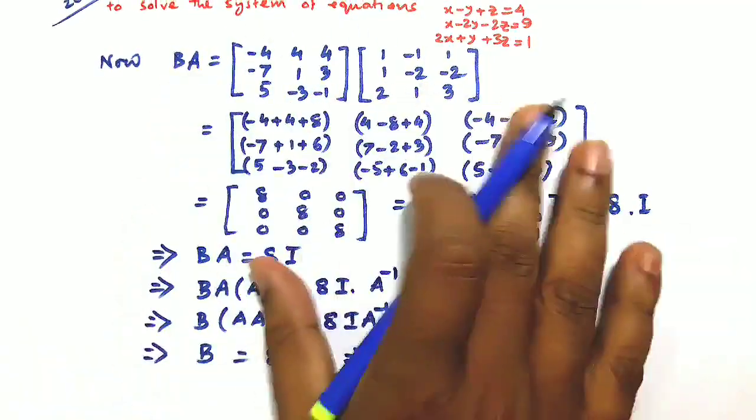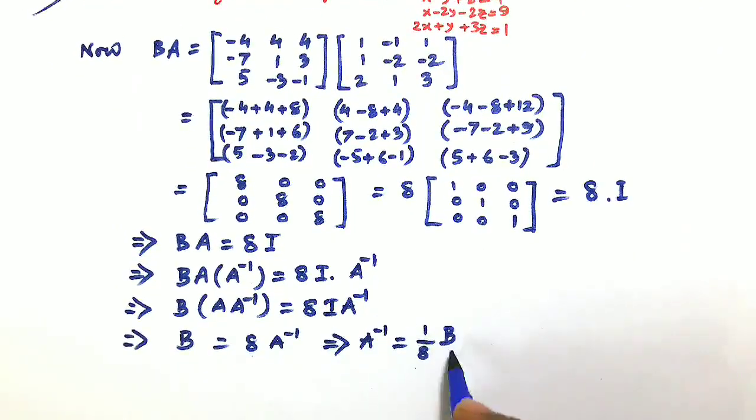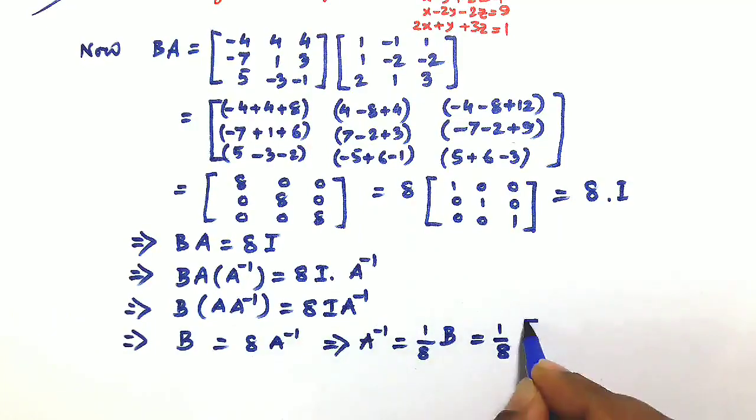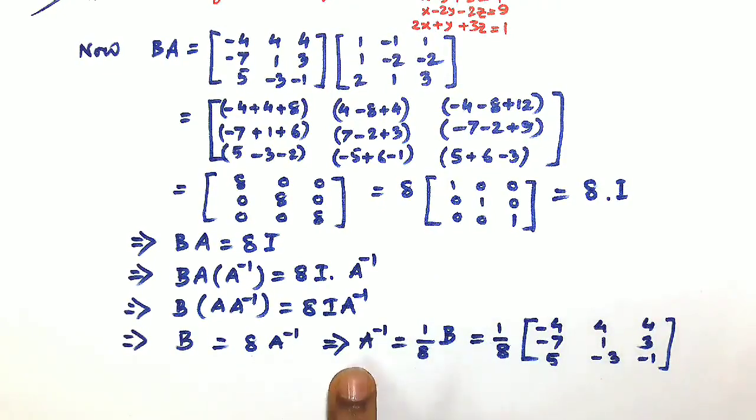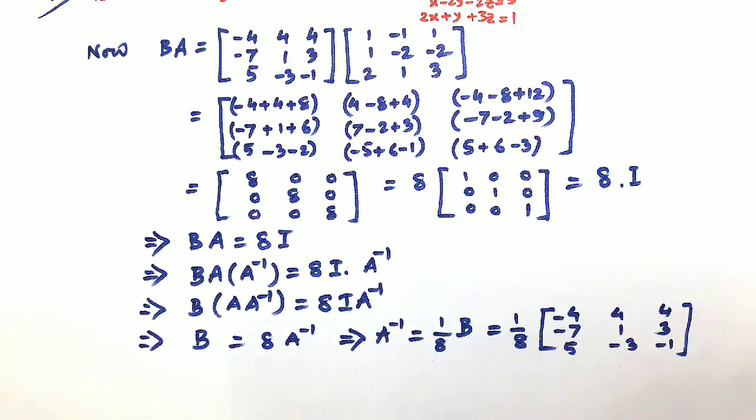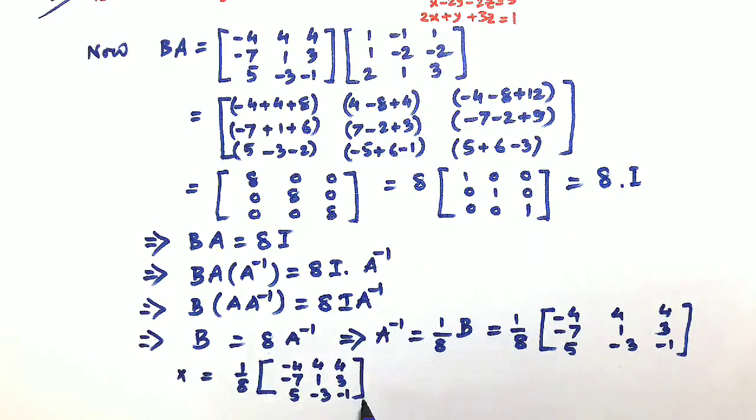And what is B? B is the first matrix. This one we shall replace this B by the first matrix. That means 1/8 of minus 4, 4, 4; minus 7, 1, 3; 5, minus 3, minus 1. So friends, A inverse is equal to this. Now what can we write? Actually, we can write now X is equal to 1/8 of minus 4, 4, 4; minus 7, 1, 3; 5, minus 3, minus 1, into B matrix. B matrix is here 4, 9, 1, isn't it?